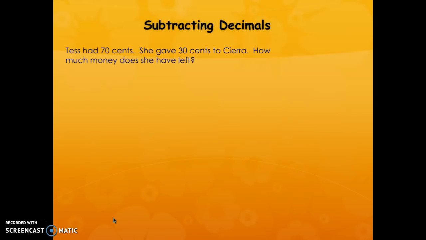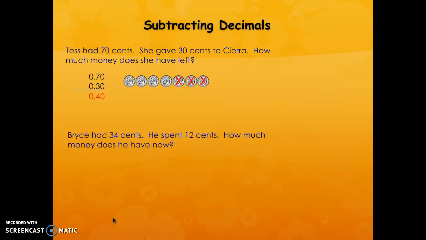Let's look at subtracting. We're going to do it basically the same way. Tess had 70 cents. She gave 30 cents to Sierra. How much money does she have left? So we stack them up, 70 cents minus 30 cents. Line up our decimal. She has 40 cents left. If you want to see it visually, there's your 70 cents minus your 30 cents, and you can see the 40 cents left.